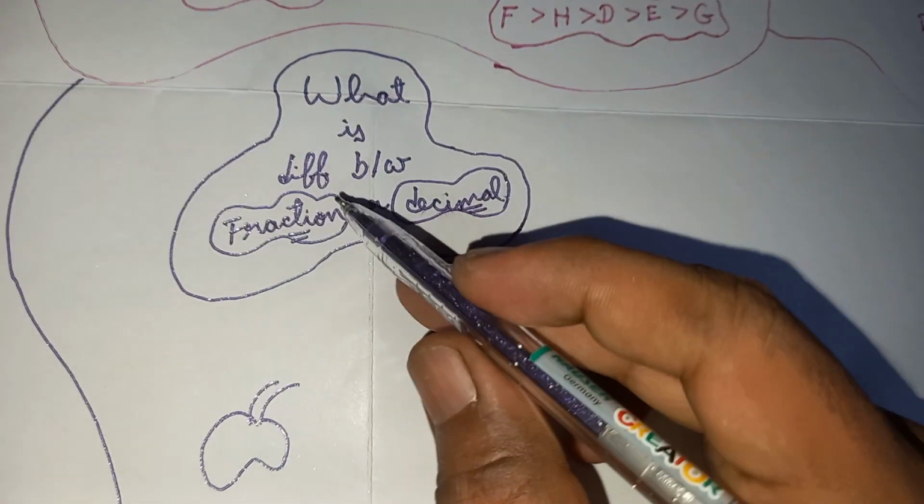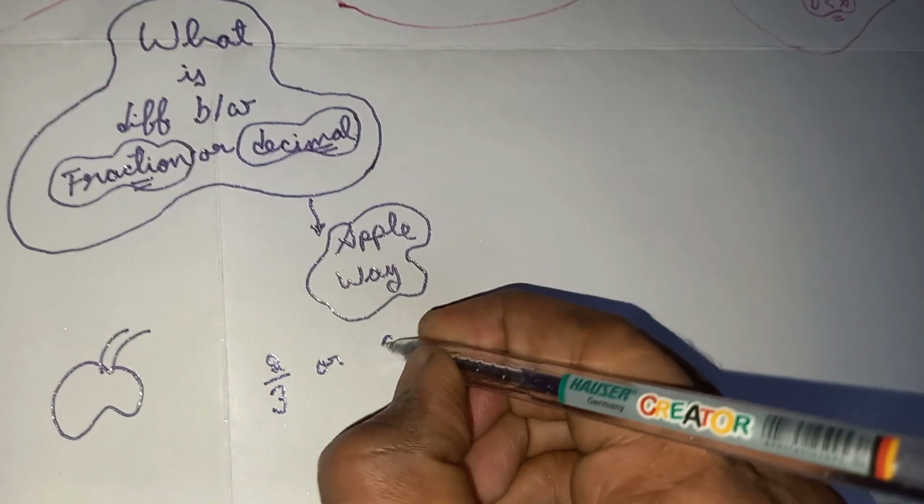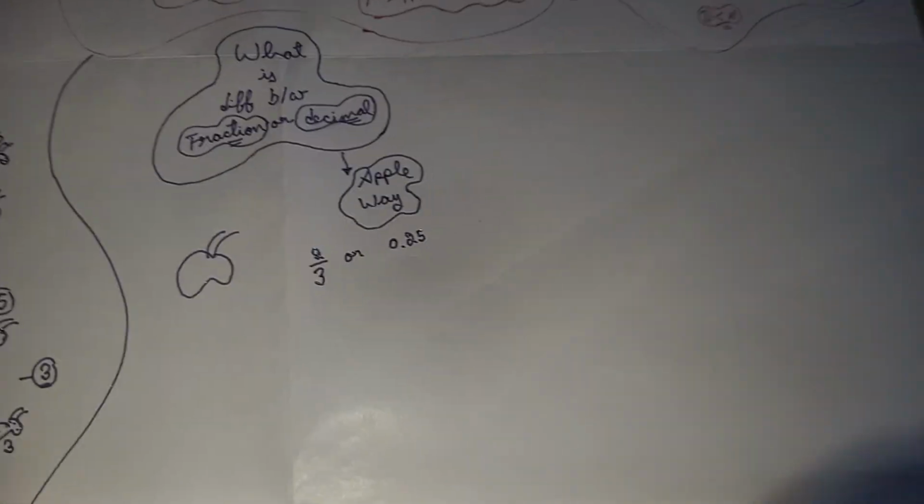Dude, now I'm going to tell what is the difference between fraction and decimal. Here it is known as fraction and here 0.25 it is known as decimal. I'm going to tell how they're going to be different.